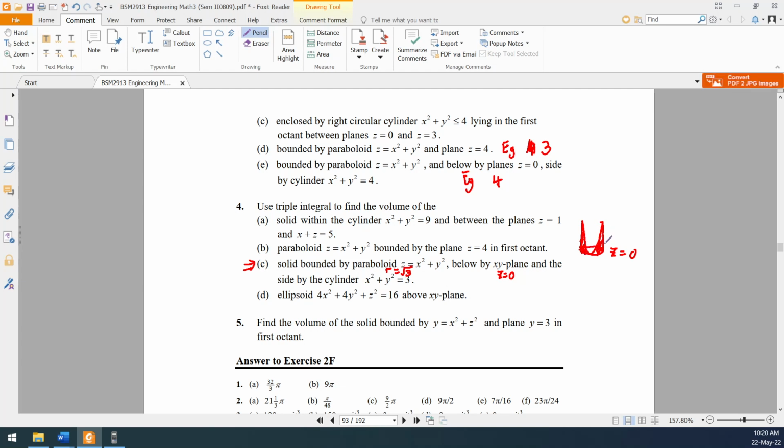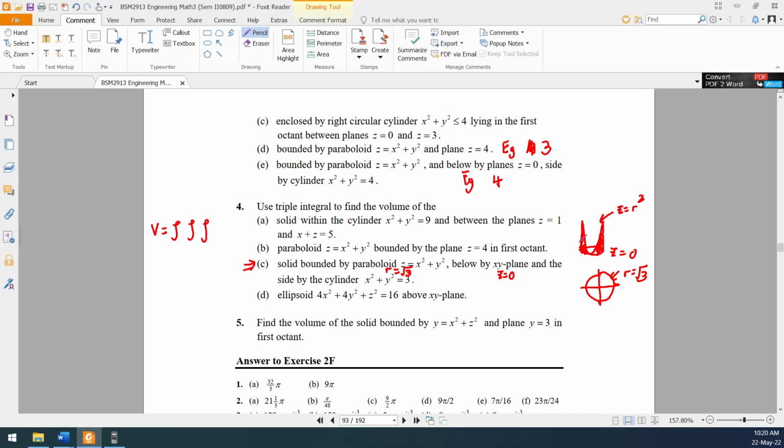So it's only the area that I sketch, which means we dig out the paraboloid. The cylinder's bottom is z equals 0, and the top is bounded by the paraboloid z equals r squared. The cylinder is r equals 3. So can you tell me, what is the volume?